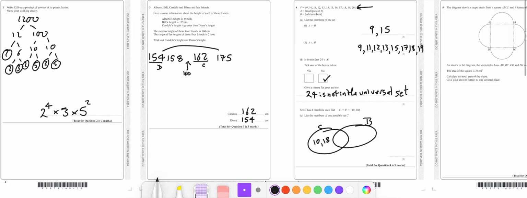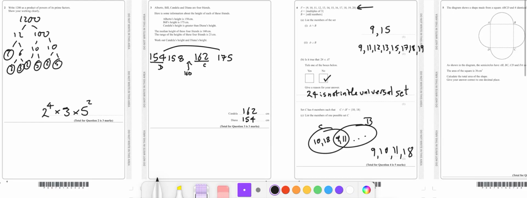So as long as these two things, so we could have 9 and 11, and then these would be all the other bits. So C could be 9, 10, 11 and 18, but it could equally be anything else. These two, the 9 and 11, could be anything that is in B, as long as it's in the universal set. Okay.